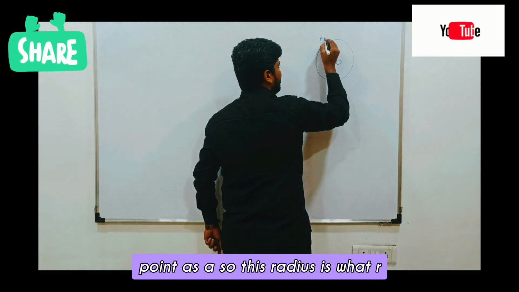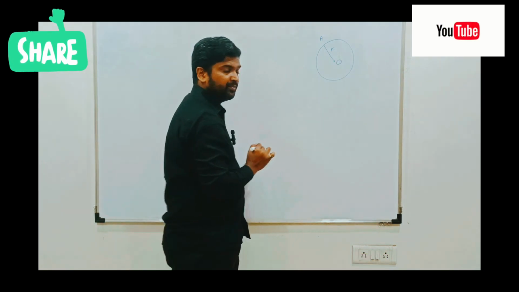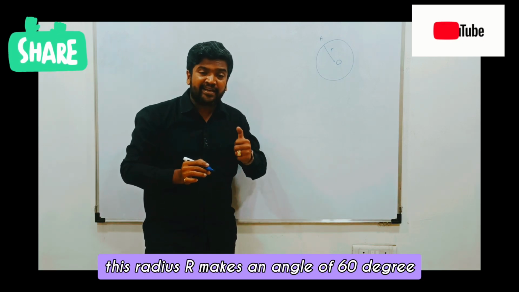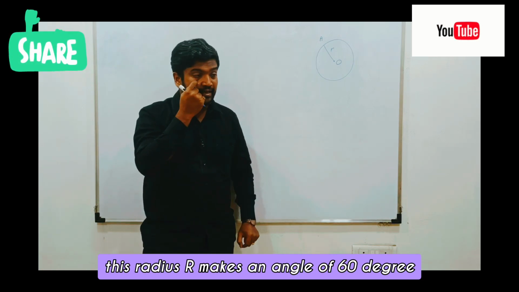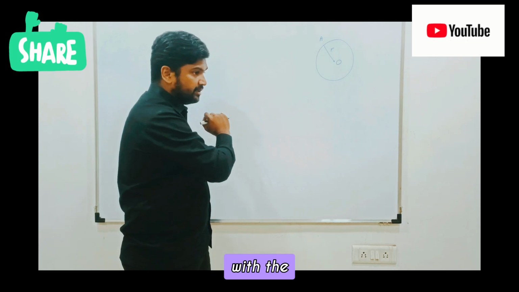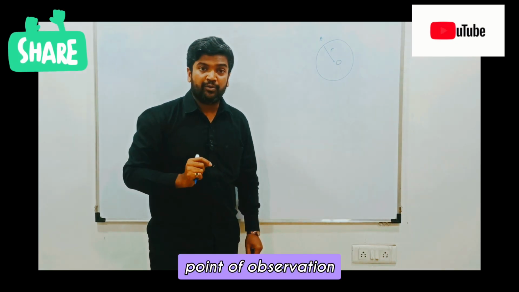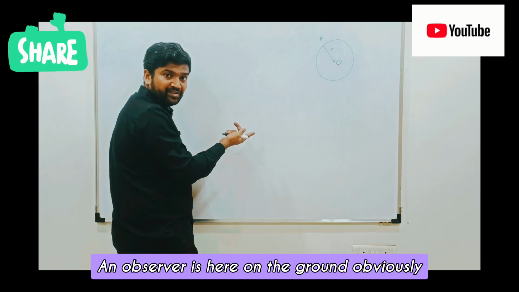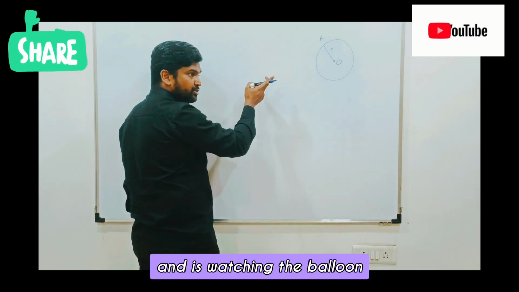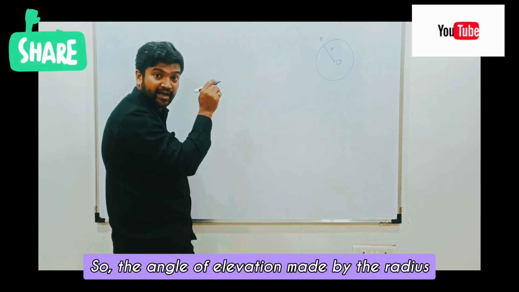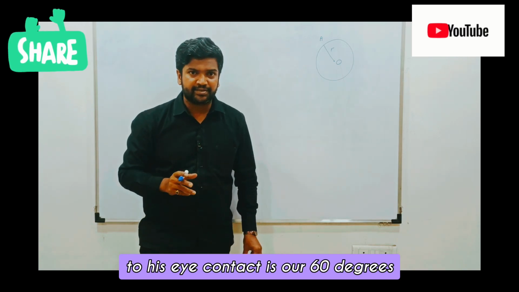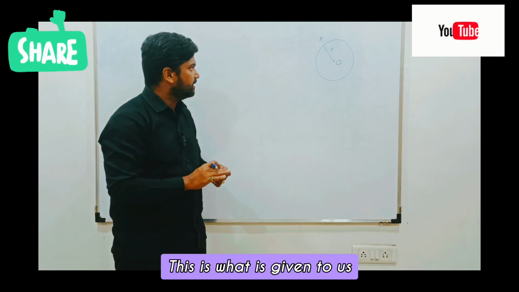I'll take this point as A. So this radius is what? R. Now this radius r makes an angle of 60 degrees with the point of observation. An observer is here on the ground obviously and is watching the balloon, so the angle of elevation made by the radius to his eye contact is how much? 60 degrees. This is what is given to us.